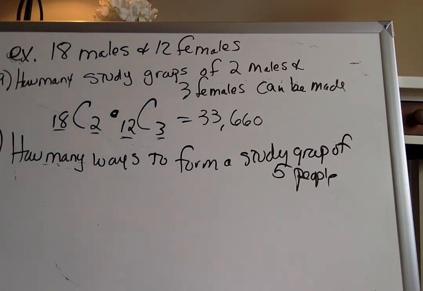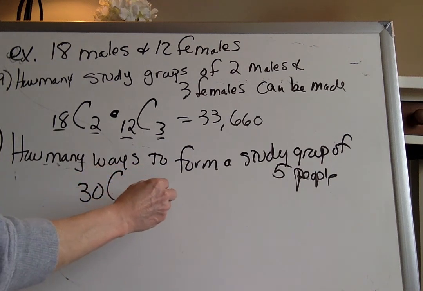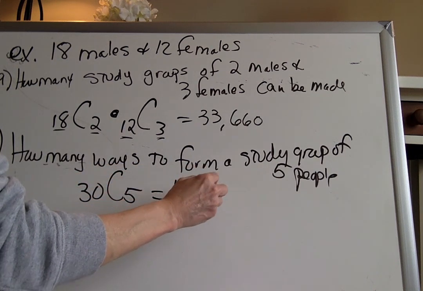Part B didn't give us any special, specific criteria. They're just like, hey, pick 5 people out of the 30 to be in a study group. Okay, I had 30 humans, and I need to pick 5 of them. So this was much easier than part A, right?